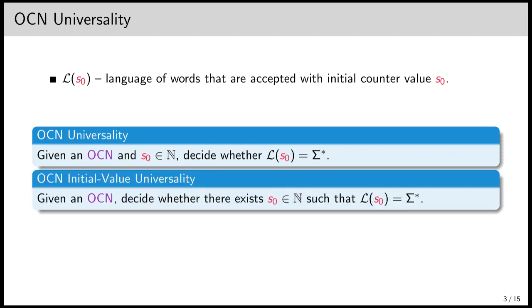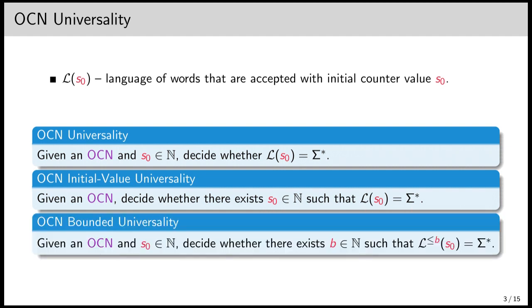In this work, we also consider a parametrized version of it, called initial value universality. There, we're given an OCN, and we need to decide whether there exists some initial counter value for which the language is sigma star. We also consider a bounded version of universality, where we ask, given an OCN and an initial counter value S0, whether there exists a bound B, such that every word is accepted with initial counter S0 by a run whose counter values stay below B.